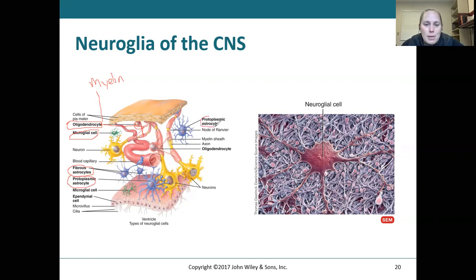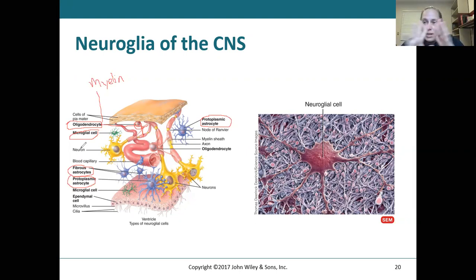Here's another protoplasmic astrocyte. And I'm not going to make you know the difference between a protoplasmic and a fibrous astrocyte. Just recognize these astrocytes have star-like projections. They are very much the glue that holds the brain together. These are very much workhorses of the brain.